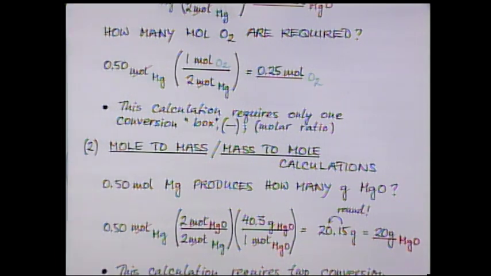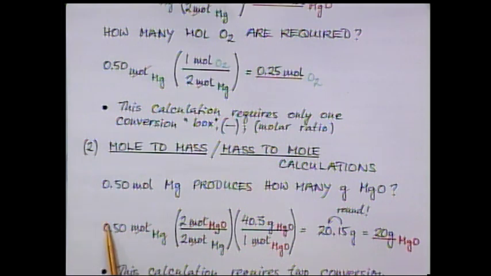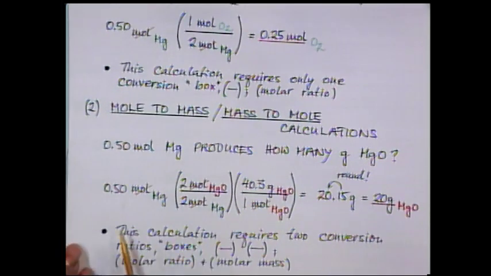I've done everything correctly, so now I can do the numbers, and I come up with 20.115, which we should round because we only have two significant figures to begin with, and the answer cannot be more exact or precise than what I originally measured. That would be magic. So this is a calculation that requires two conversion boxes. So it's a little step more advanced, as I already said.